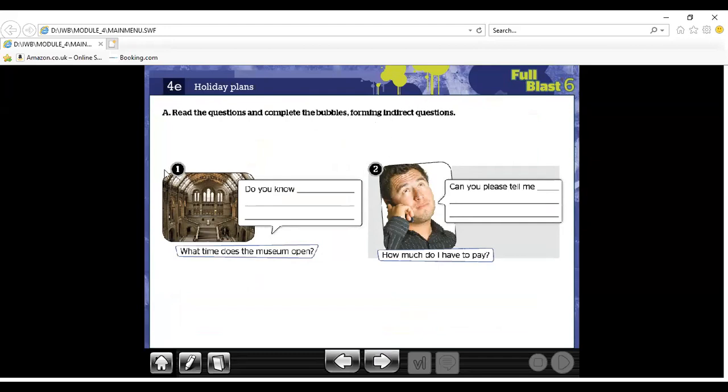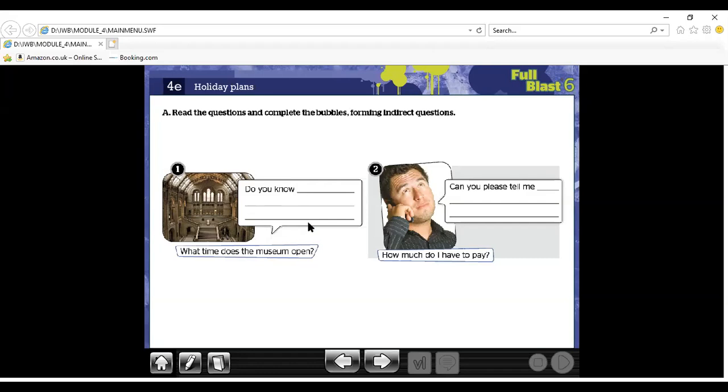He gives you the question. Where is the question direct? The direct question. What time does the museum open? I start with indirect. Do you know? Do you know what? What time? Right. Do you know what time? And the subject, the museum open. Open, but I have does. I put is to open, it will be opens.